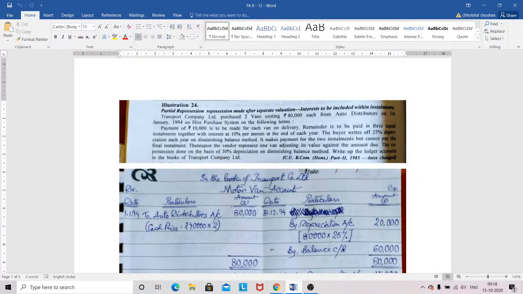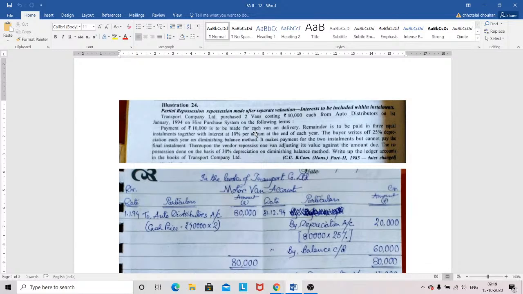Now what are the terms? The terms say that payment of rupees 10,000 is to be made for each van. That's a very important thing. It is very often seen that students miss that particular word, each. It is 10,000 to be made for each van on delivery. So that is the down payment, and the remainder is to be paid in 3 equal installments together with interest at the rate of 10% per annum at the end of each year. So the rate of interest is 10%, no problem in that.